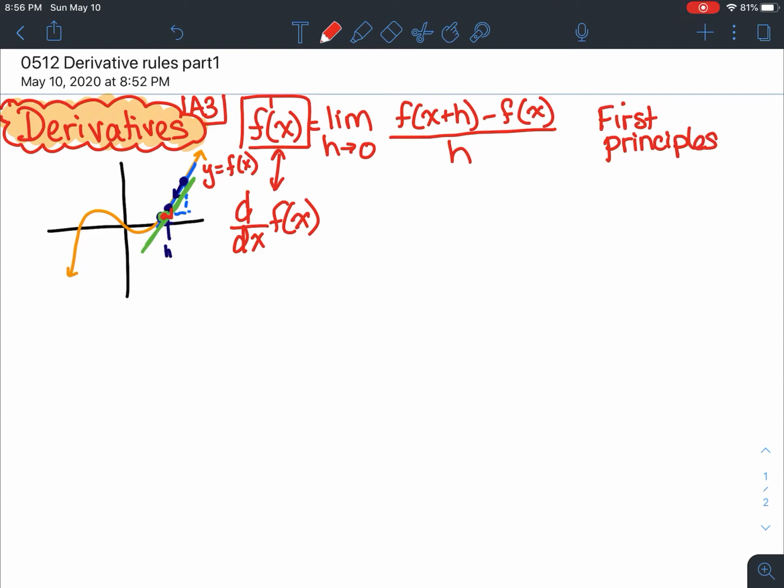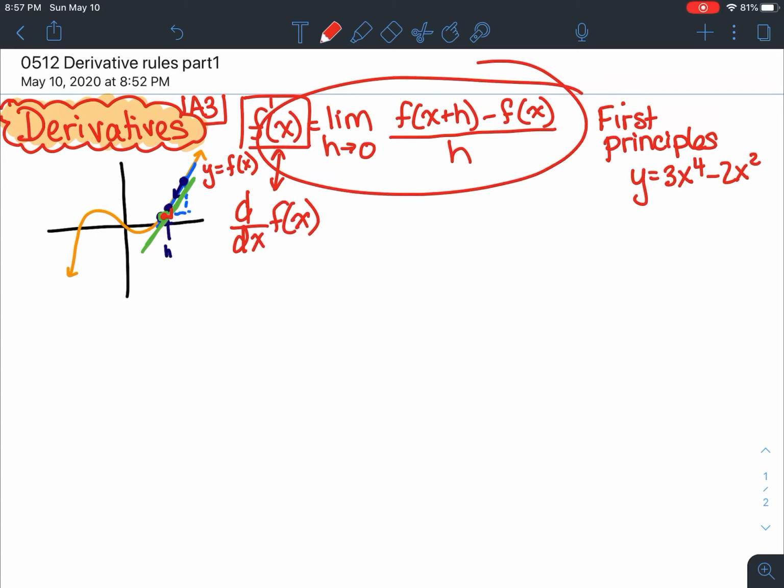And it's a lot of work. If you wanted to find the derivative of y equals 3x to the power of 4 minus 2x squared, that's going to take you forever. Because you're going to have to write an expression for f of x plus h, and then subtract it from f of x, and then divide the whole thing by h, and simplify it, and it takes forever. So mathematicians have derived a set of rules that make finding the derivative way easier than this. This is where it all comes from, so you need to understand that.